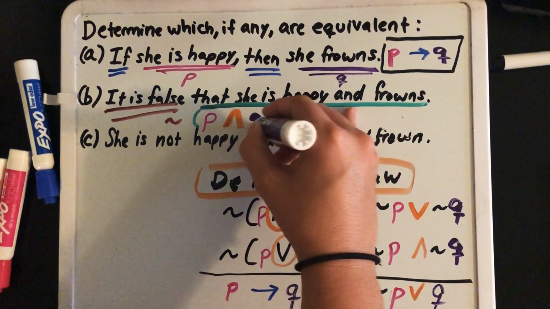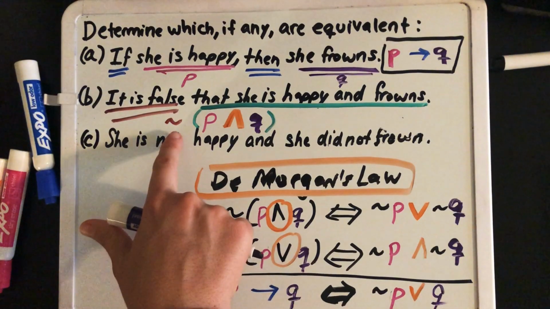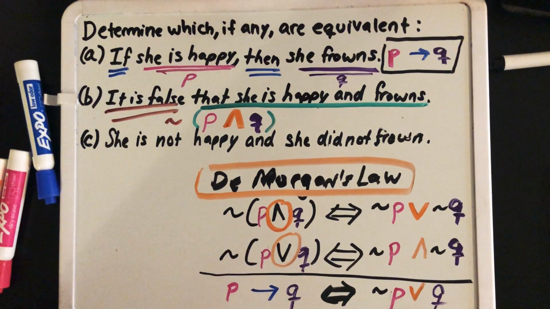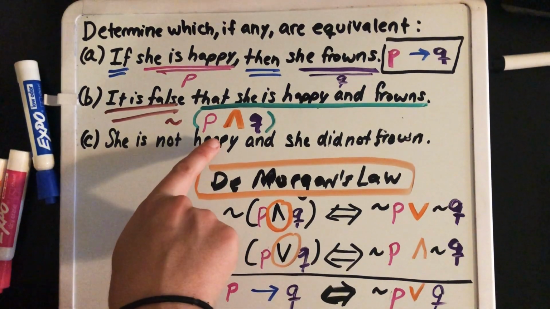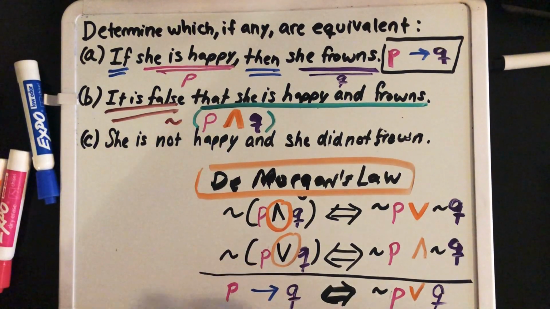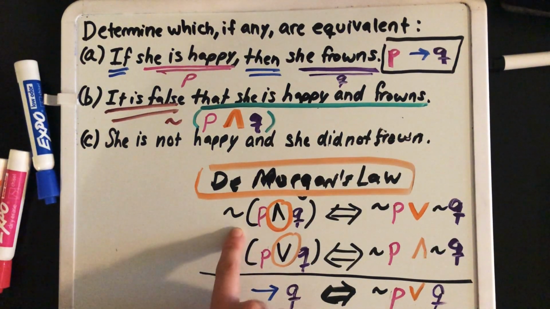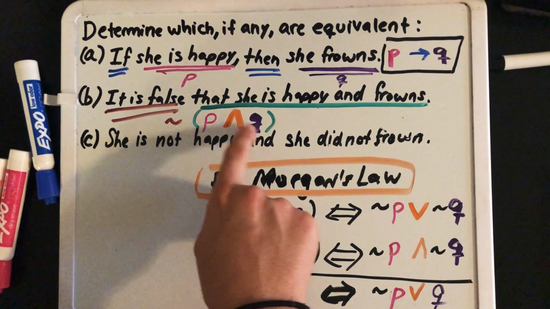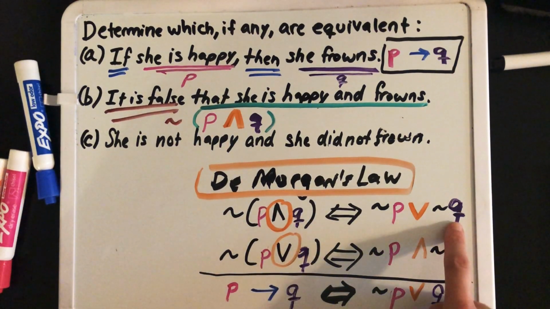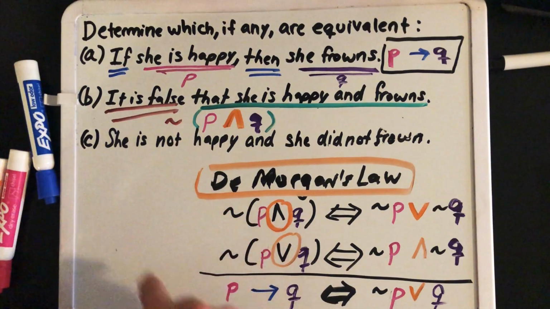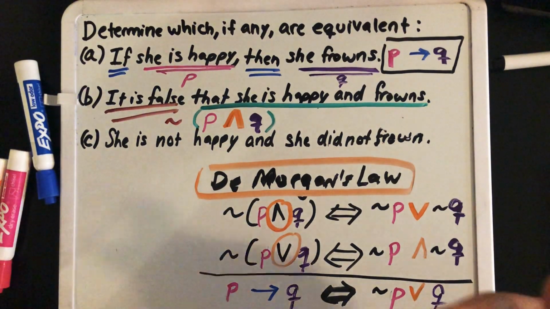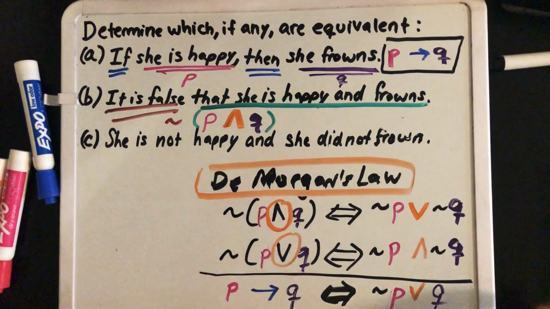Okay. So this is saying it is not the case, or it is false, that she is happy and frowns. Let's take a look and see if we could use De Morgan's law and find something that would be equivalent. Well, we know that should be equivalent to negating each of them, negation of P, negation of Q, but flipping and into or. So if that is what we see in part C, then we have an equivalency with B and C. Let's take a look if that's what we have here.